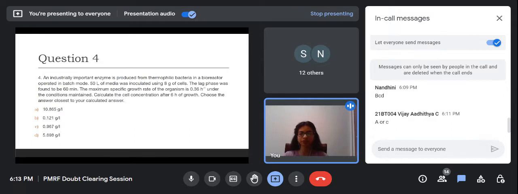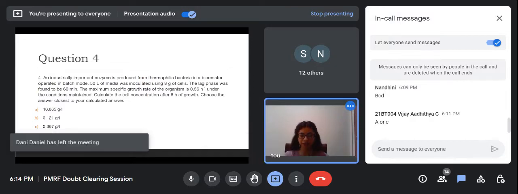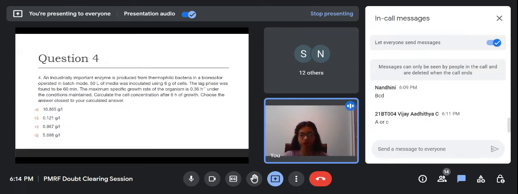Okay. So question number 4 is, I hope you guys have a pencil and a paper nearby, because you might have to solve this. An industrially important enzyme is produced from thermophilic bacteria in a bioreactor operated in batch mode. 50 liters of media was inoculated using 8 grams of cells. The lag phase was found to be 60 minutes. The maximum specific growth rate of the organism is 0.36 per hour under the conditions maintained. Calculate the cell concentration after 6 hours of growth. Choose the answer closest to your calculated answer.